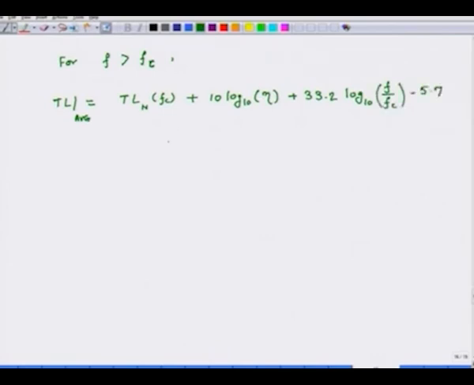So, I will just explain: T L N at f c is equal to T L N when f is equal to f c. I will calculate this using the relation which I had shown earlier.